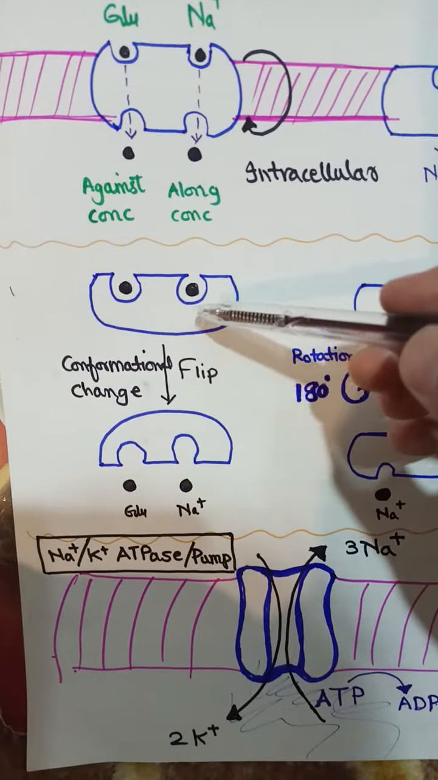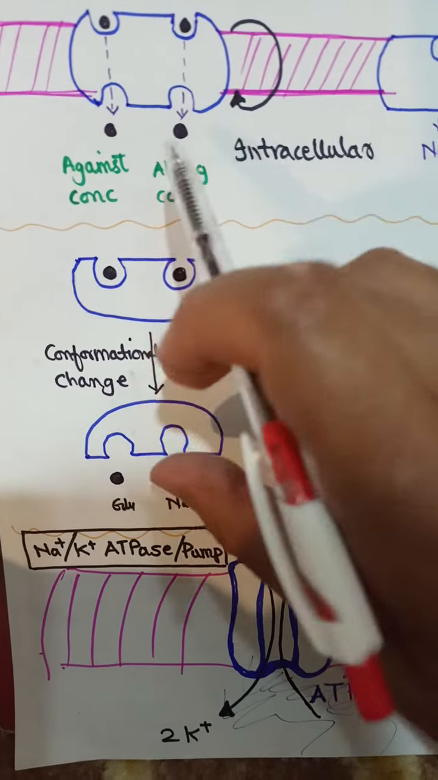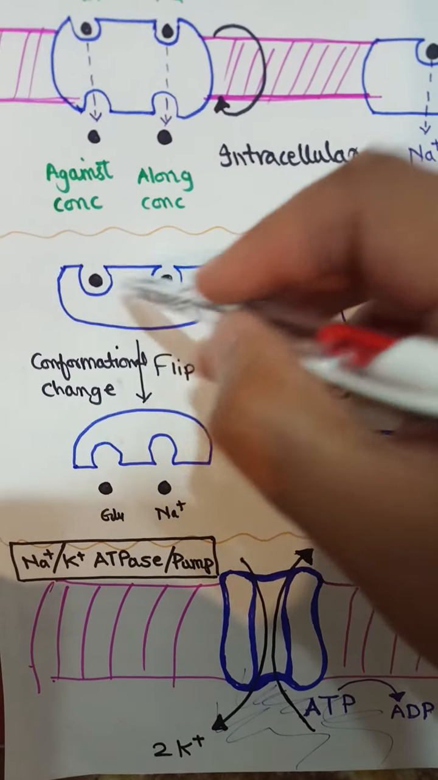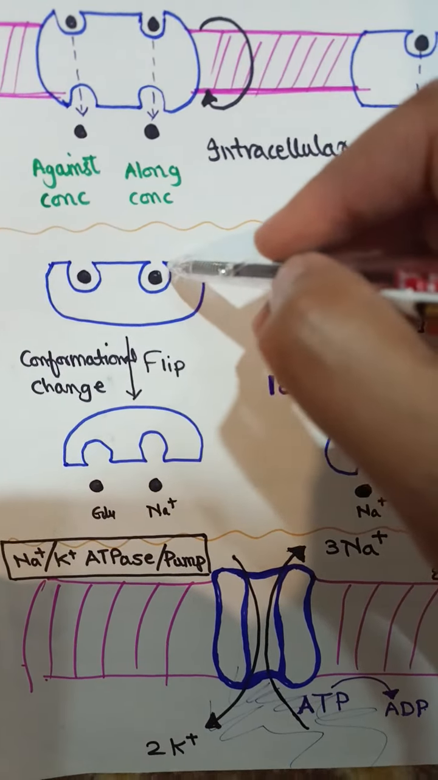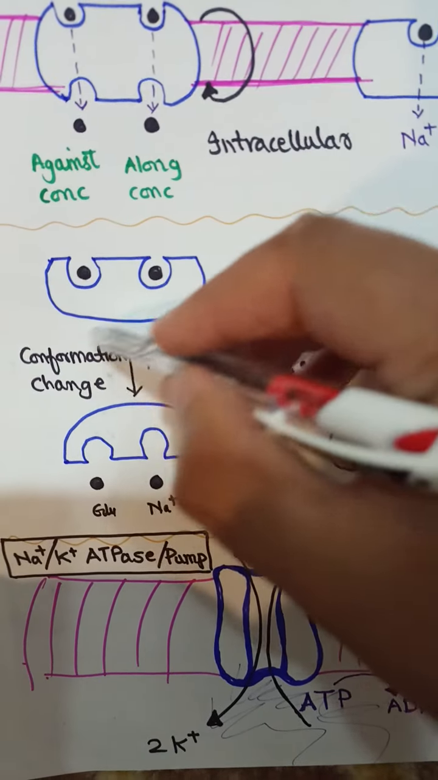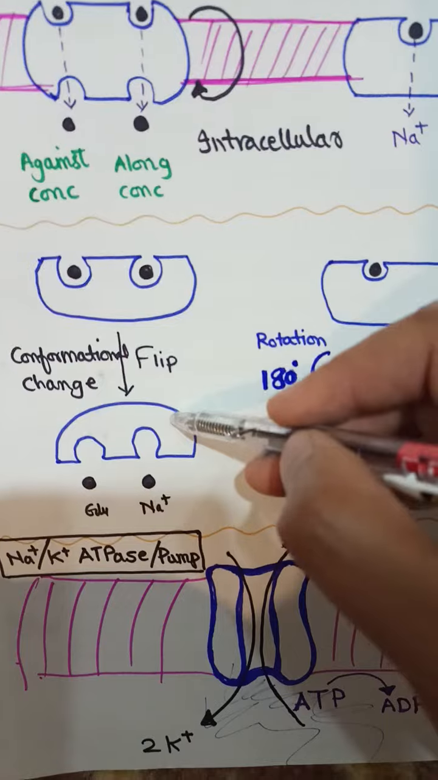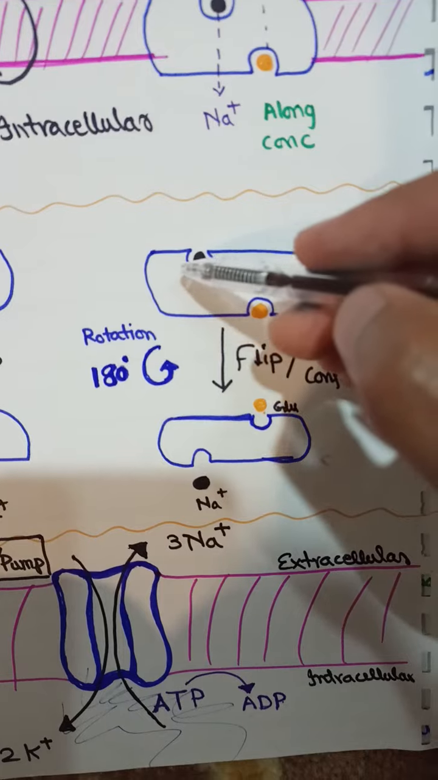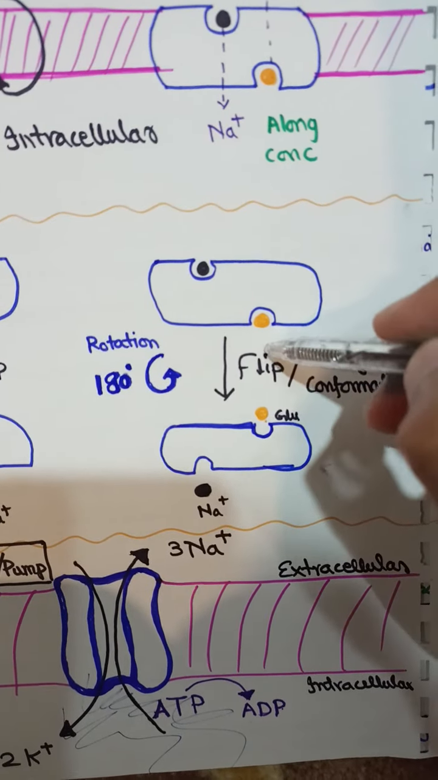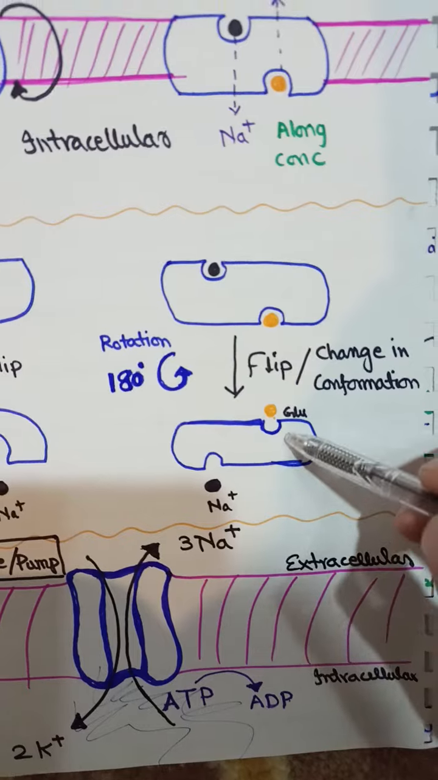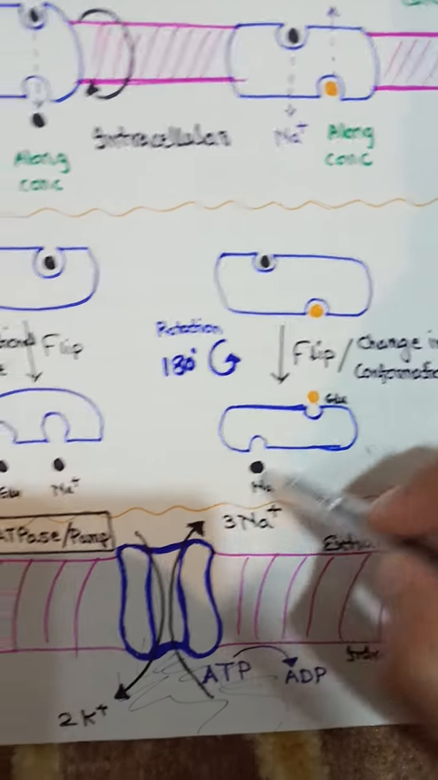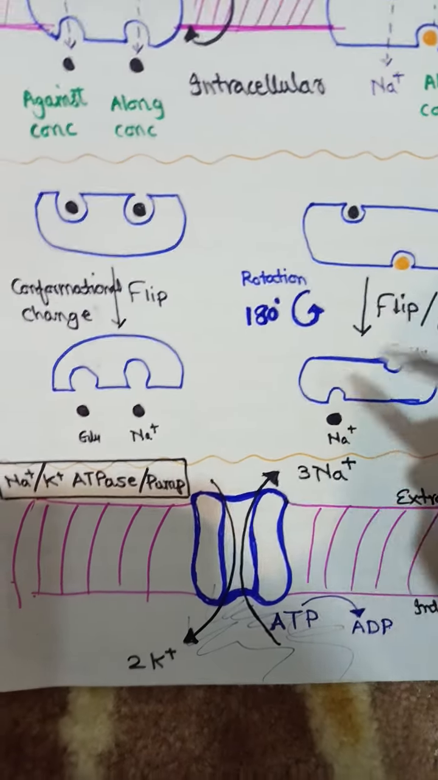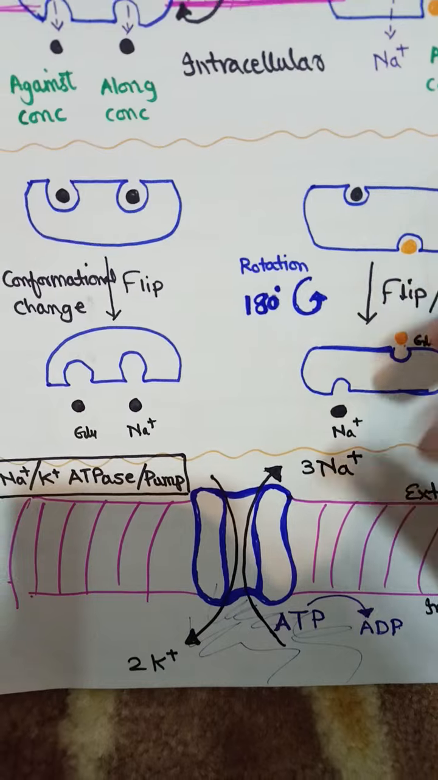Here again we have represented the flipping mechanism or conformational change. Here the active site or pockets are towards the outside, the extracellular space, and after flipping these pockets come inside and sodium and glucose are released. Similarly here the sodium pocket is outside and the calcium pocket is inside. When flipping occurs, the calcium pocket comes outside and sodium comes inside. In this way, conformational change and rotation of the protein by 180 degrees helps these ions to be transported inside or outside.